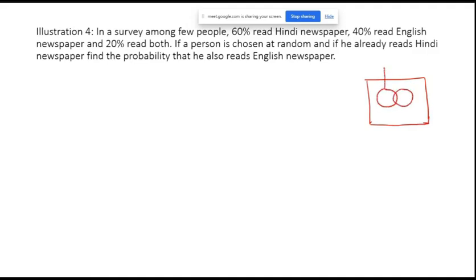This is reading Hindi newspaper, H. This is reading English newspaper. And this is reading both. That means this is H intersection E. If a person is chosen at random and it is known that he already reads Hindi newspaper, find the probability that he might also read English newspaper.